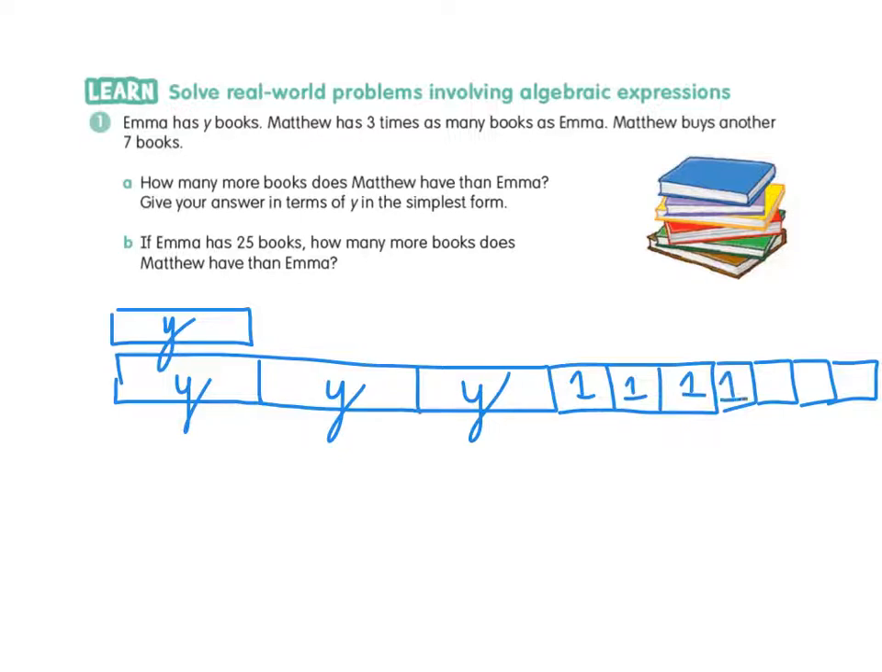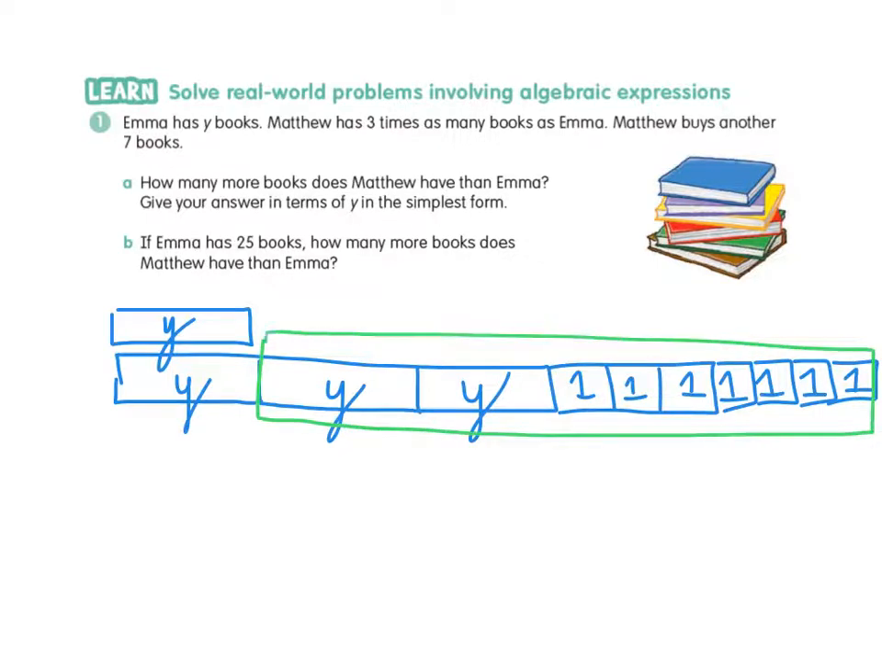Part A says, how many more books does Matthew have than Emma? Well, if I look at my bar model, I notice that these are all of the books that Matthew has more than Emma. So all I have to do is count that number.